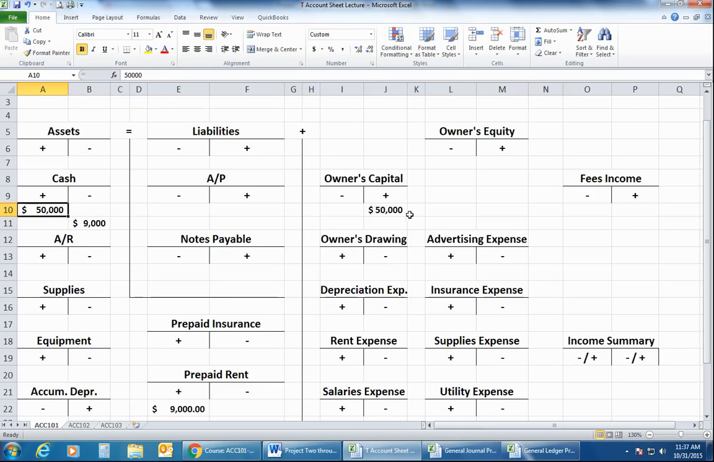At the same time, we need to represent Adam's financial interest in the company. So we're going to enter $50,000 into the credit side of Adam Johnson's capital account.